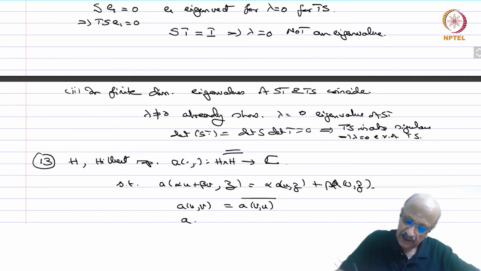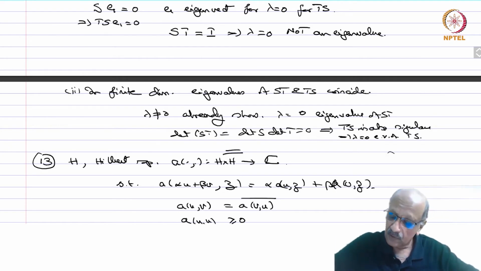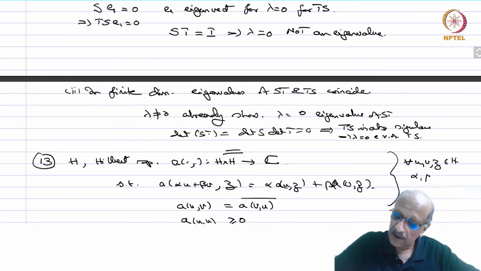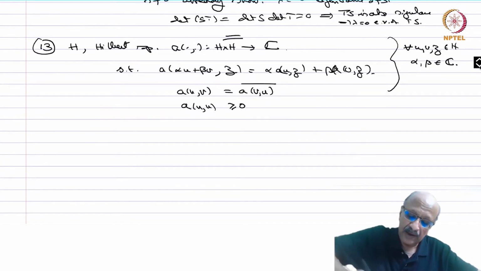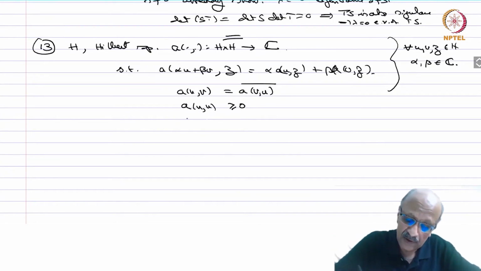And 3, A of uu is greater than or equal to 0. So this holds for all u, v, z in H and alpha, beta in C. Okay, so this is almost looking like an inner product, except that the third condition is a bit weak. It doesn't say that this is a norm. In fact, A(u,u) equal to 0 may not mean that u equal to 0.